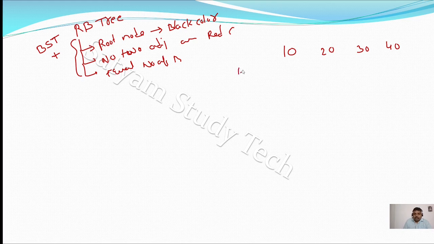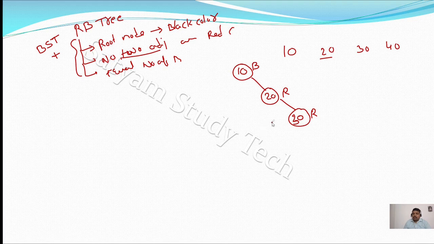Now 10 is the root node. Any new node you can take as red, but the root node must be black. 20 is added to the right of 10, and here it is red. 30 is added to the right of 20, following the binary search tree principle, and here it is red. Now 20 and 30 are adjacent nodes, and no two adjacent nodes may be red, so here there is a red violation.